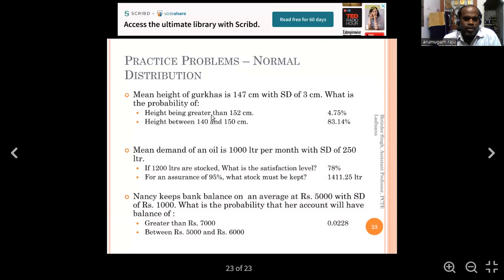So these are the basic problems for your practice. Normal distribution. The mean height of Gurkhas is 147 centimeters with a standard deviation of 3 centimeters. So what is the probability of height being greater than 152 centimeters, and height between 140 and 150 centimeters? In the similar way, you have to do the remaining examples for your practice.